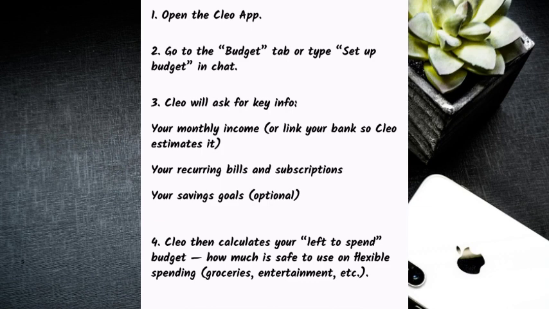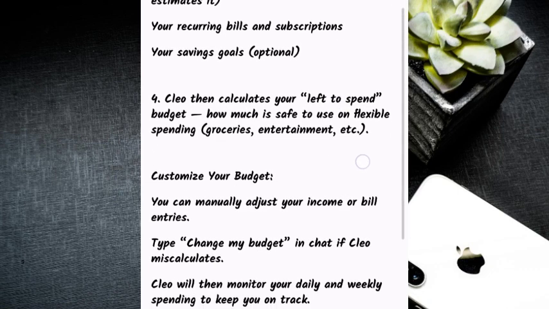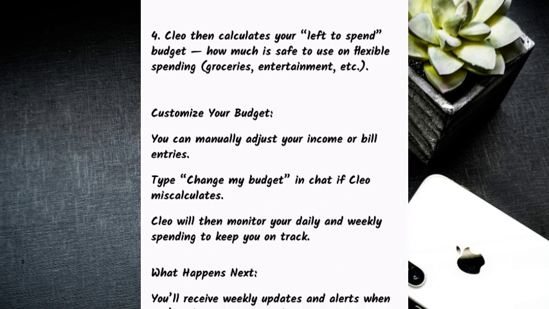And once that's done, Cleo then calculates your left to spend budget. This is how much is safe to use on flexible spending, like groceries, entertainment, and whatnot. And you can also customize your budget if you want. You can manually adjust your income or bill entries. Just type "change my budget" in the chat if Cleo miscalculates.